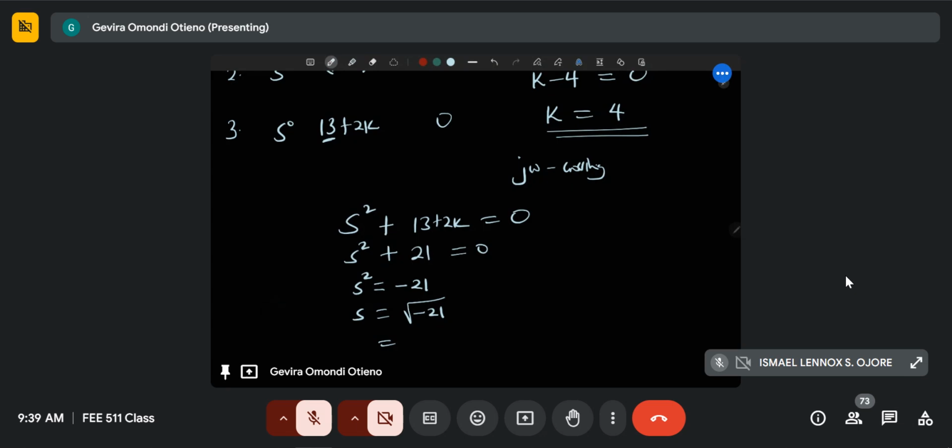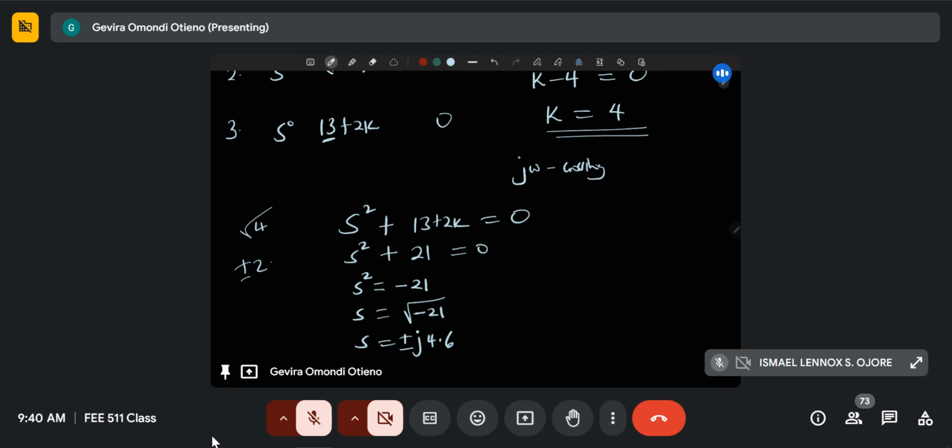So S equals the root of minus 21. Which we can say is the same as, because the root can be positive or negative. Like if I say, what is the root of 4? It can either be plus or minus 2. It's still the same thing. But again, we have a negative number here, so it can be plus or minus J, the root of 21. And what is the root of 21? Let me have my calculator here. So the root of 21, I think, is 4.6.